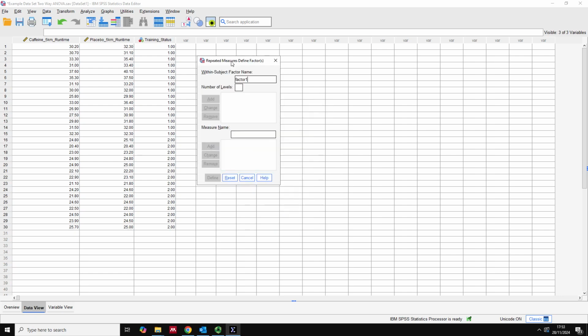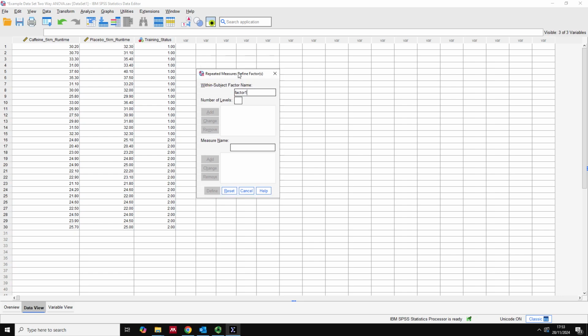What you should do is have this first window pop up, and this is asking us to define our within subject factor name. The way that we need to set it up is our within subject factor was condition, so caffeine versus placebo, so we're just going to name that the condition. You could call it supplement, you call it whatever you want. The main thing is you need to know what it is.